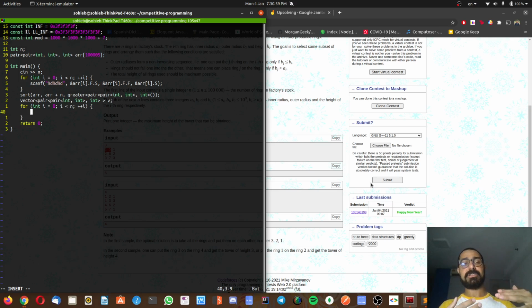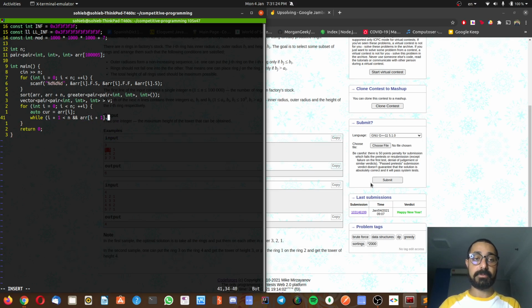So for I, we need, like right now, for every element, let's merge all the rings with the same outer radius. So we can just take a copy. Let's say O2 current equal array of I, and then while I plus 1 is less than n, and at the same time the array of I plus 1 outer radius, which is first, is exactly the same as this current element of first. We will merge both of them.